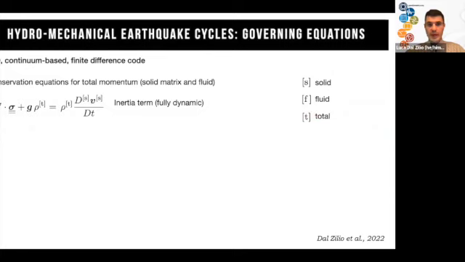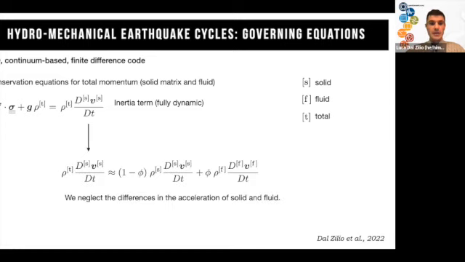This is a 2D continuum-based finite difference code, and here you can see one of the governing equations that we solve, the conservation of total momentum for the solid matrix and fluid. This code also solves the acceleration term, so we take into account the inertial term that was broadly discussed by Nadia in the previous presentation. In this case, we assume that the acceleration term refers to the acceleration of the solid part. We neglect the difference in the acceleration between the solid and fluid. And this is the type of inertial term that we take into account.